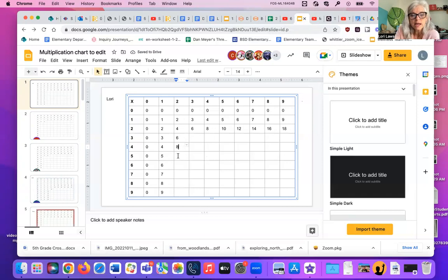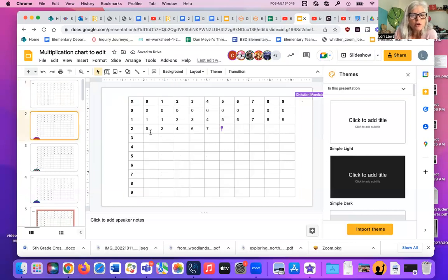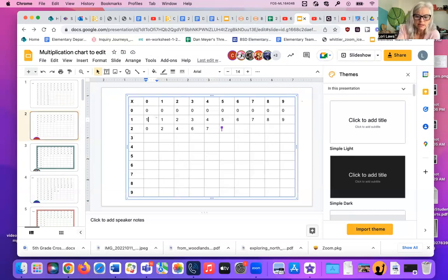2, 4, 6, 8, 10. 2, 4, 6, 8, 10, 12. 14. Wow, there's not too many that we don't know now. 15. Oh no, not 15. 16 and 18. Great. See how you guys are doing. Filling them in. Make sure you go down this way too. Who is that? Christian, you need to go over here, honeybee, and make sure, like, look at your first one. You have 0 times 1 is 1. It's not. It's 0, right?